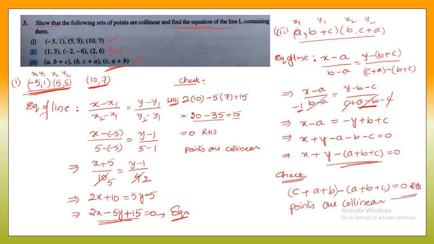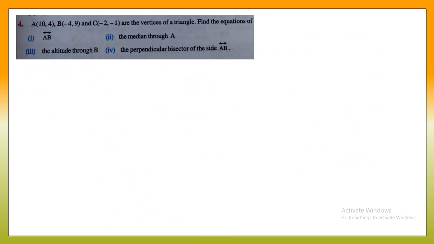Okay, likewise you can also prove collinearity, right? Next, moving on to one more question. He has given A as the point (10, 4), B as the point (-4, 9), and C as the point (-2, -1). These are the vertices of a triangle. So I am going to consider a triangle ABC with the points given as (10, 4), (-4, 9) and C (-2, -1).